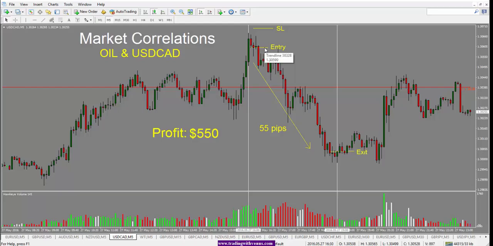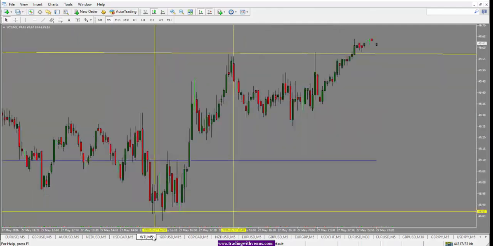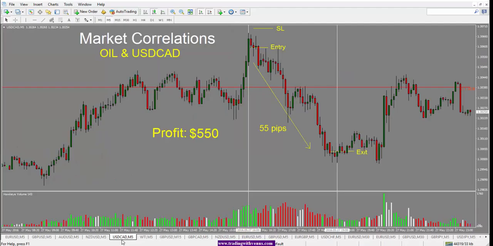So you would take your trade here, put your stop loss above the pin, give it a few pips so that the trade has some room to breathe, and you are looking for a short trade here because you're expecting the oil to go up at this point. And as you can see here, price is not able to break below the support resistance and oil starts pushing up. And as a result, we will see US dollar CAD pushing down.